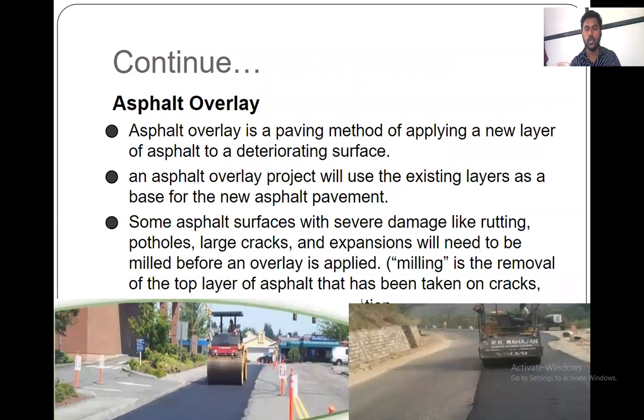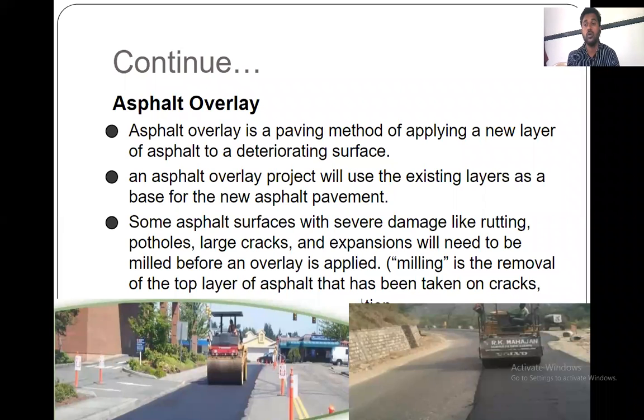Then asphalt overlay on the road: a small layer of asphalt is provided, and then it is compacted. You can observe it in the figure. The asphalt overlay is a paving method for applying a new layer of asphalt to a deteriorating surface. Suppose the surface is deteriorating.